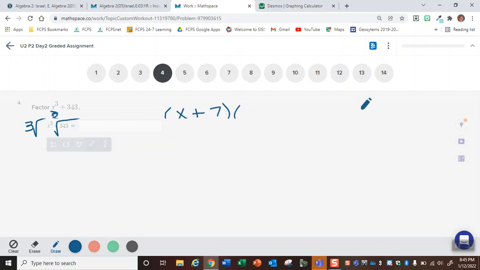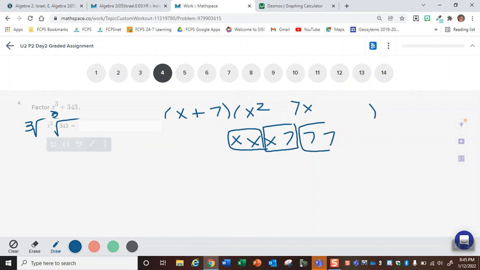And then for the trinomial part of the factors, remember you're going to do x times x times x, and then 7 times 7 times 7. And that's going to tell you what goes in here. The first two are going to be here. X times x is x squared. All right, my middle term is going to be 7 times x, so that's 7x. And then my third term is going to be 7 times 7, so that's 49.